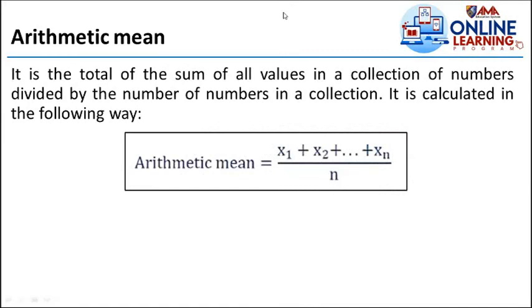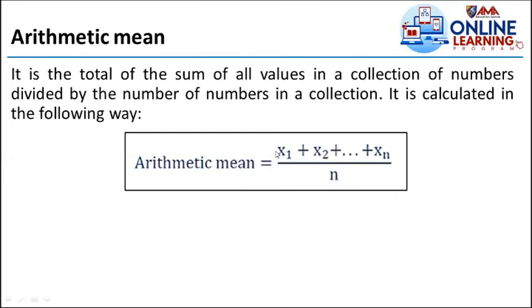So we have your arithmetic mean. When you see arithmetic mean, it is the total sum of all values in a collection of numbers divided by the number of numbers in the collection. It is calculated in the following way: arithmetic mean is equal to x1 plus x2 plus up to xn, all over n. So take note, arithmetic mean is the same as our mean. At the same time, they are the same as our average. They have the same formula.